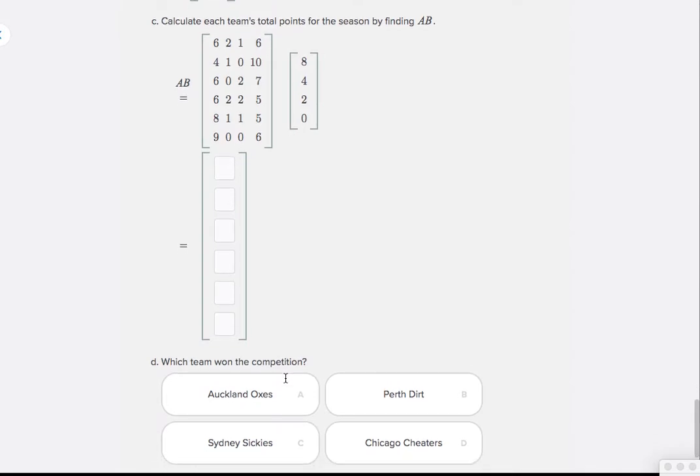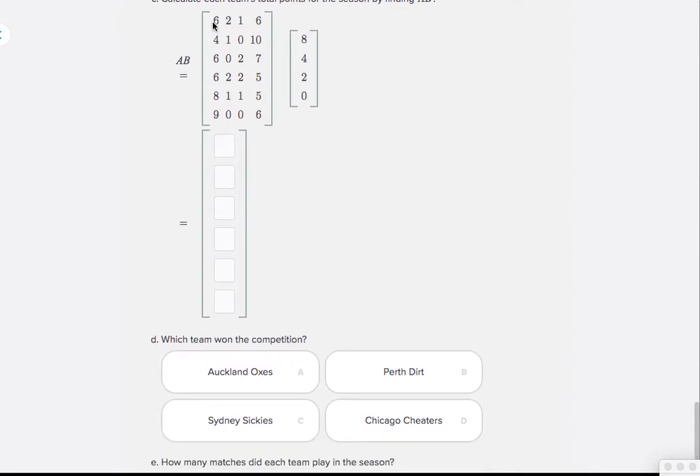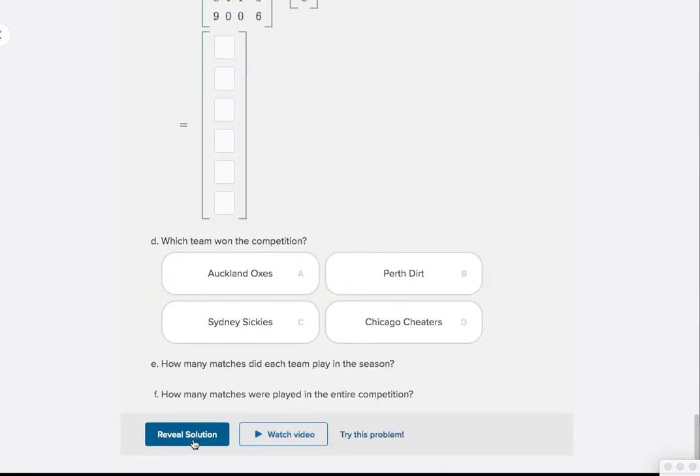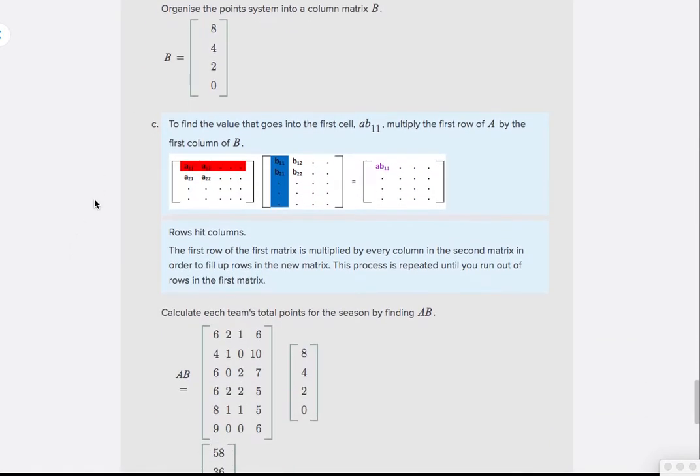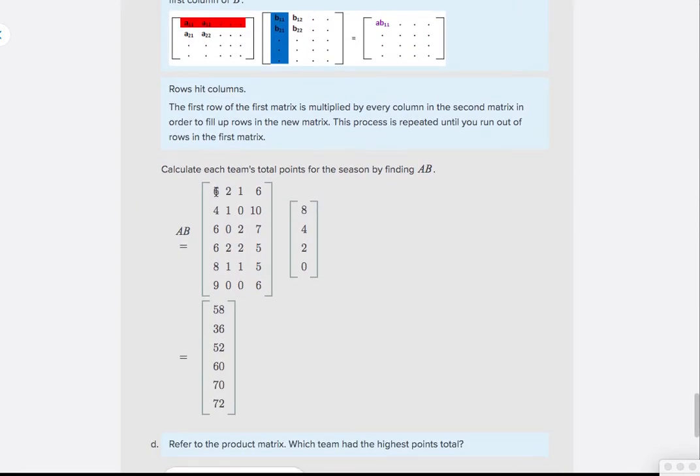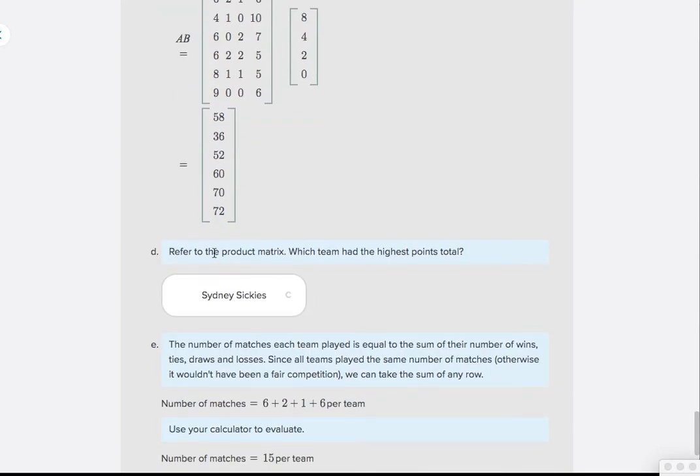Which team won the competition? The question for that would be, well, once we've gone ahead and done this multiplication, which of these 6 values is the largest number? And then we're interpreting that as, well, that's the team that has the most points from the season. Let's have a quick look. You add 48 points plus 8 points plus 2 points, that gives you 58 points. And as we read down the column, we'll see the team with the most points has 72 points. That team was the Sydney Sickies.